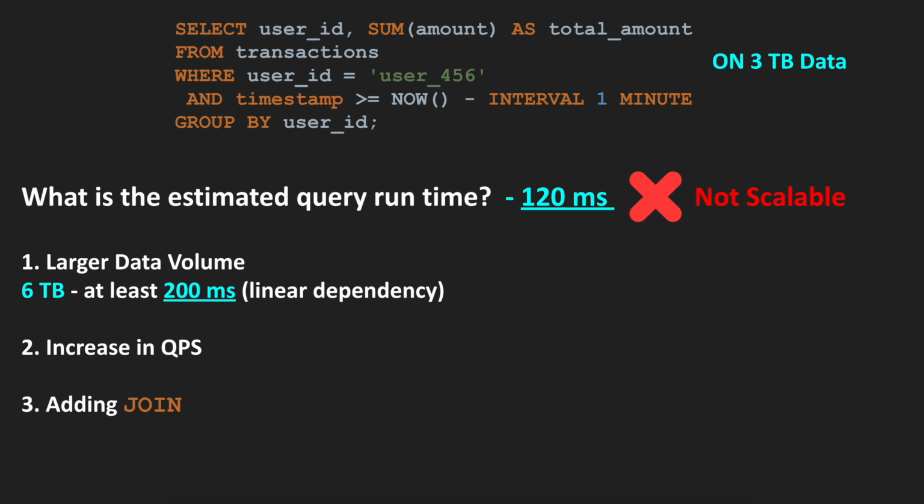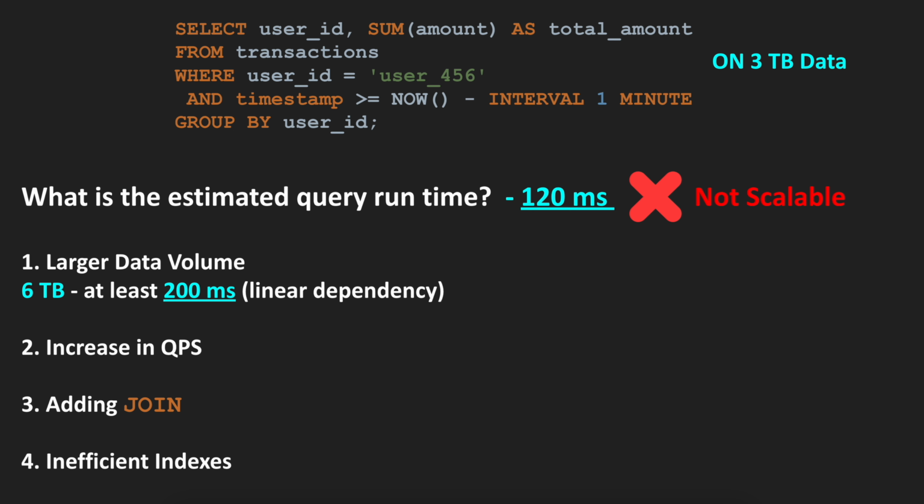And the next one is adding joins. So here we are running a very simple query, but in reality, our query would be much more complicated. For example, in this scenario, we need at least 2 tables, the user table and the transaction table, because one user can have many transactions. So the dependency is one to many.